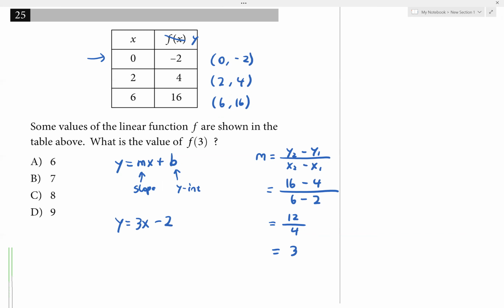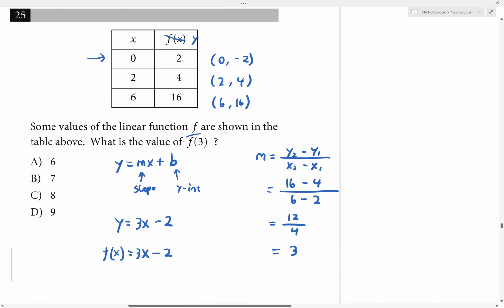If they don't give you that, then we could plug in the x and y from a point and then solve for b. But for this one, since they give it to us in the table, it will save us a little bit of time. We can just plug it in. So this is our equation: y equal to 3x minus 2. In function notation, it will be f of x equal to 3x minus 2. So that's the same thing.